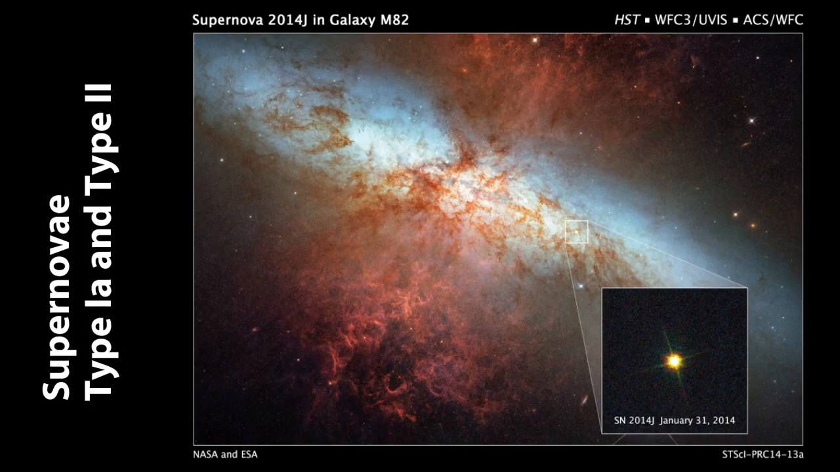But there are two types of supernova. Well, there's more than two, but the two main ones we need to know about are the type 1A and the type 2. This photograph shows the brightest type 1A supernova that we have observed in the last 300 years. This is in the galaxy M82, which is, I think, 11 million light years away, which is practically next door.